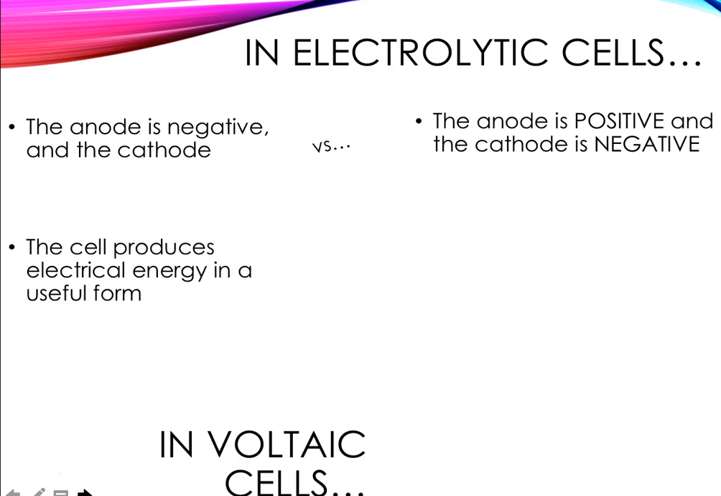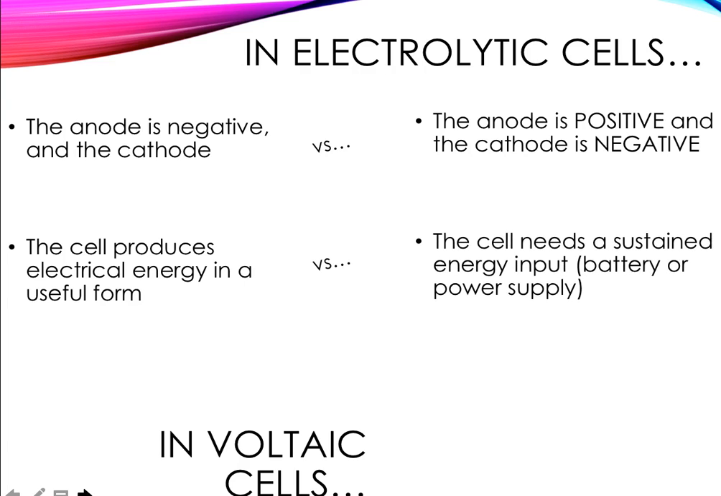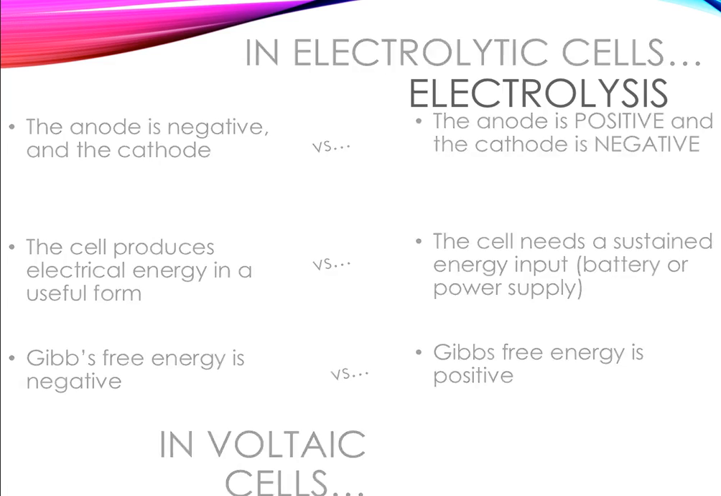Again, in voltaic cells, we're releasing electrical energy in a useful form as opposed to a sustained energy input in our electrolytic cells from our battery or our power supply. Gibbs free energy is negative in a voltaic cell because these are spontaneous reactions, whereas Gibbs free energy works out to be a positive value for our electrolytic cells because it's not a spontaneous process. Understanding these differences is something that you really need to be able to do.